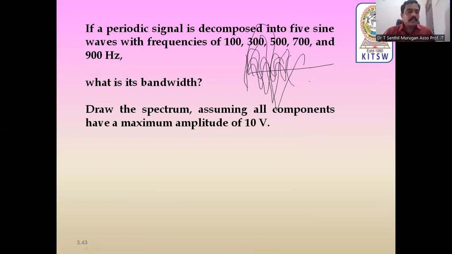What is the bandwidth of the signal they are asked? So what is that minimum value? 100. Okay, so 100 is the minimum. Maximum is 900. So what is the bandwidth? 900 minus 100. So total 800. So 800, that is the bandwidth of the particular signal. Okay.